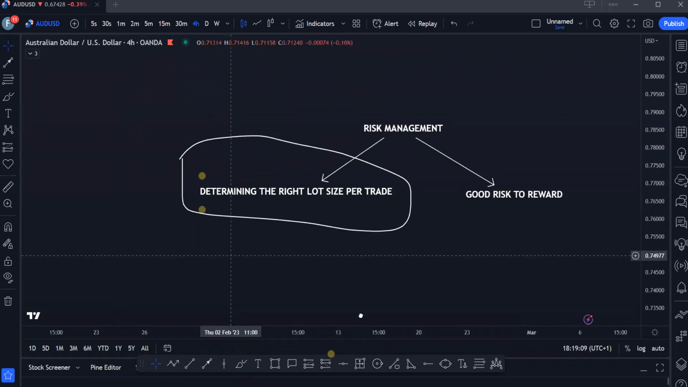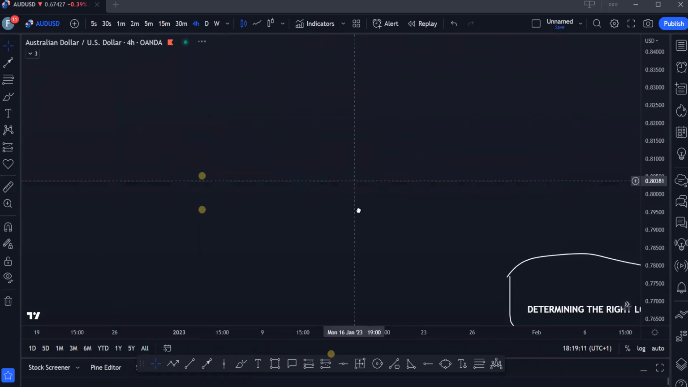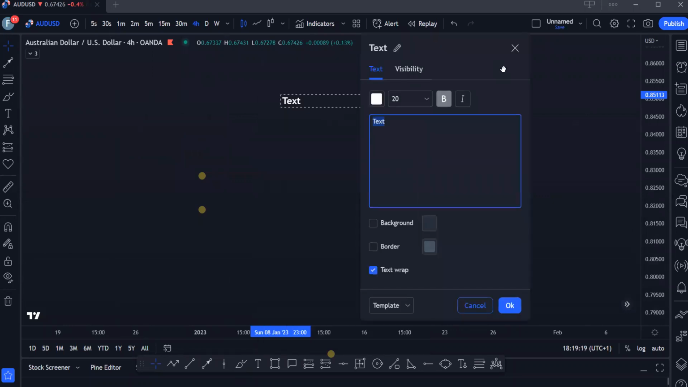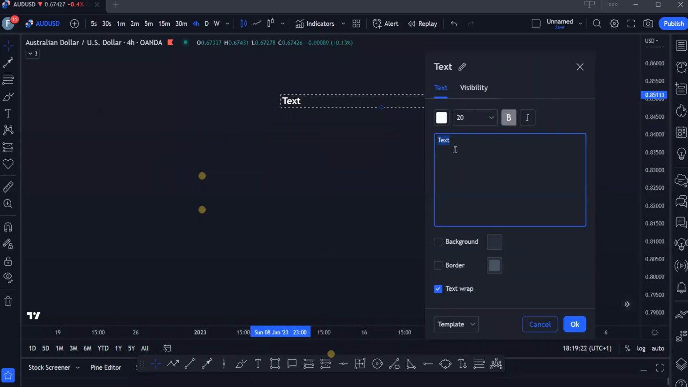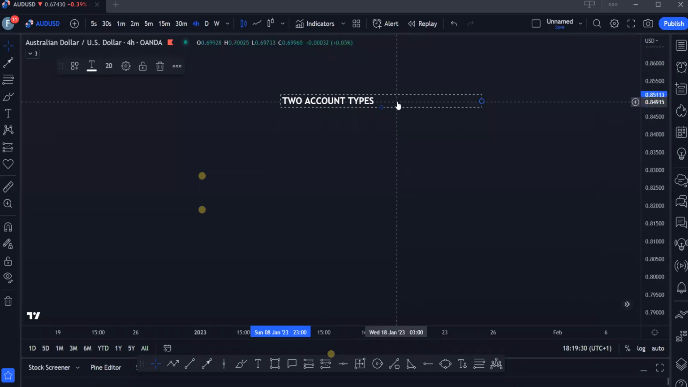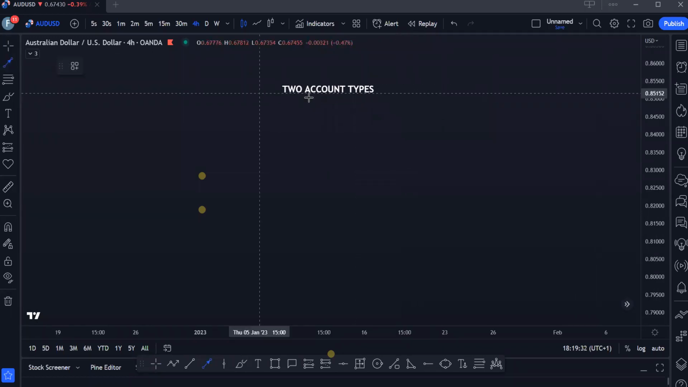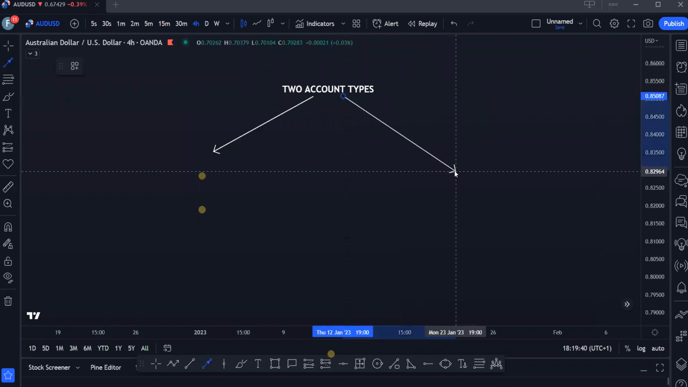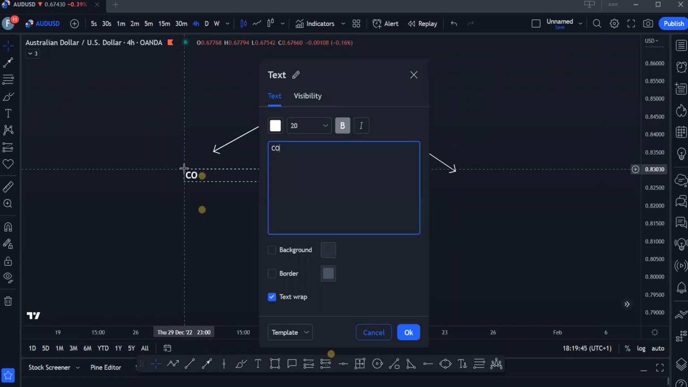And then to really help you put this into perspective, I want to recommend that as a Forex trader, you want to have two types of accounts. You want to have a conservative account, and then you want to have an aggressive account. And I'm going to explain why.